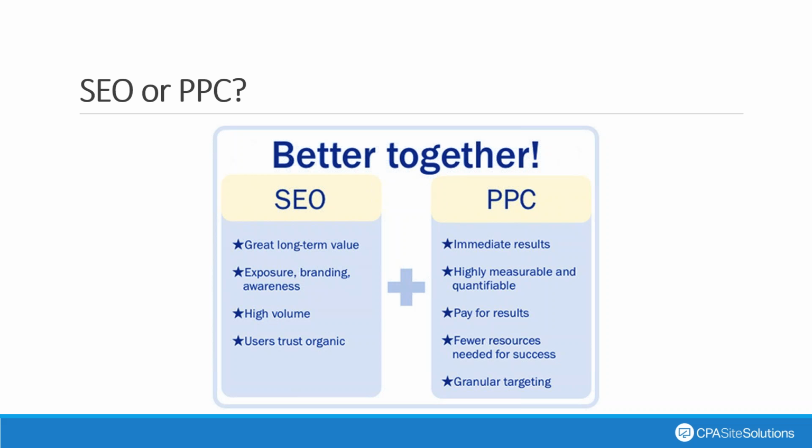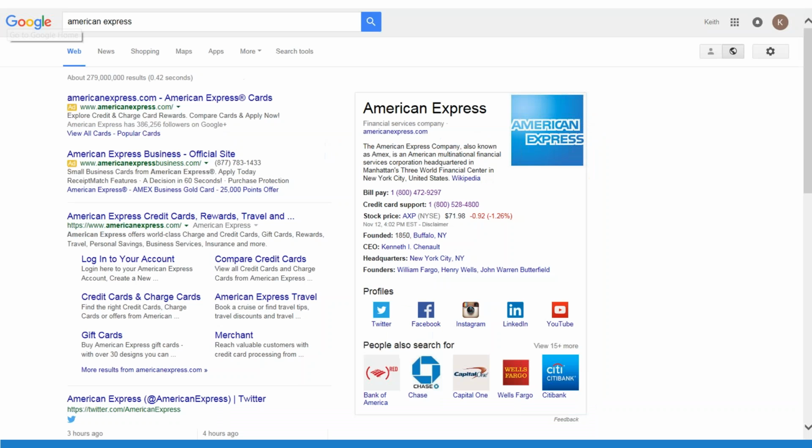With pay-per-click, you get immediate results right away. It's highly measurable. You only pay for results, and you need fewer resources for getting success. Search engine optimization takes more time to build up your brand, but both of them can be very important to a campaign.